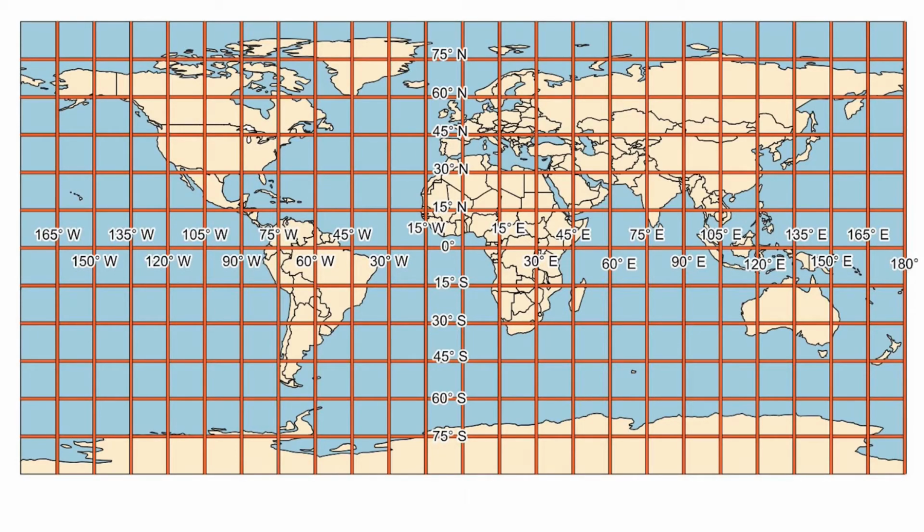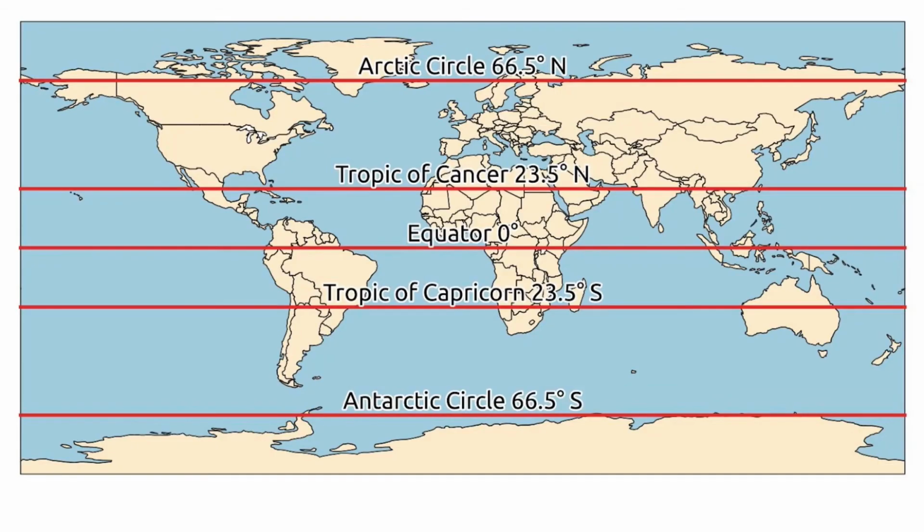Here they are with labels. There are a couple important lines of latitude. There are a couple important parallels. The equator at 0 degrees.